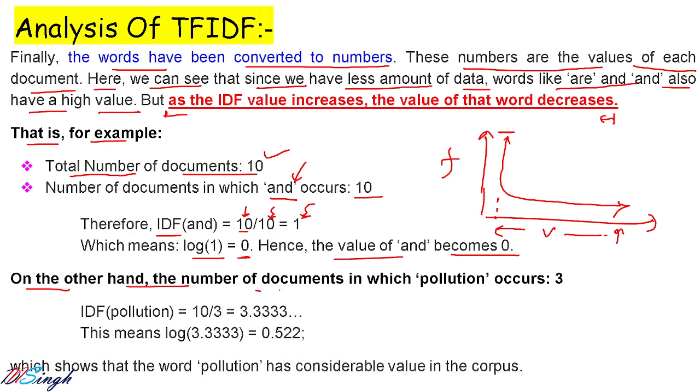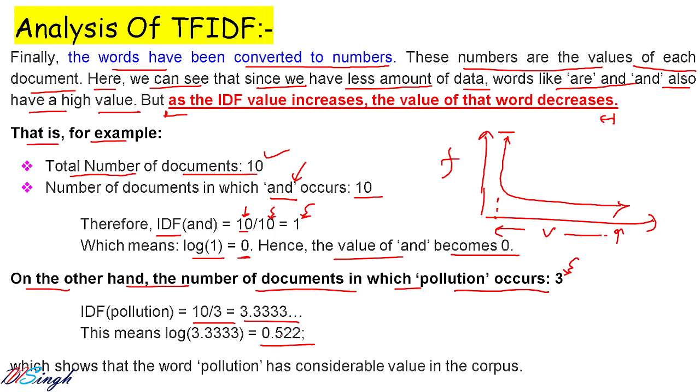On the other hand, consider the number of documents in which a word like 'pollution' occurs. If in the same corpus a word like pollution is coming in only 3 documents out of 10, then what is the value of IDF? That is 10 by 3. Total number of documents by document frequency gives us 3.3, and log of 3.3 will give us 0.522, which is way higher than the word 'and', so it is more meaningful.